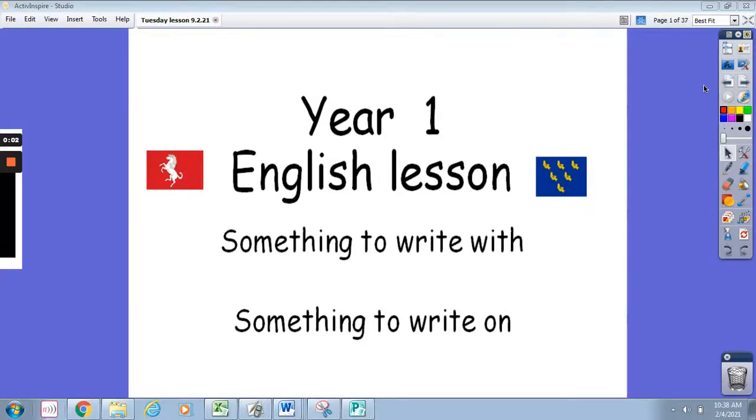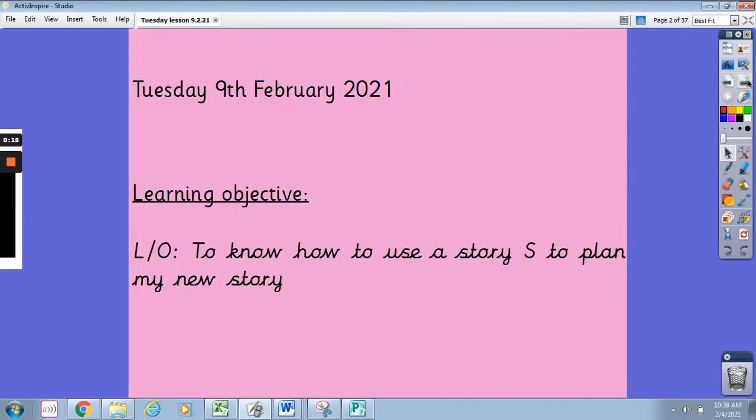Hi again, year one. Remember, just like normal, we need something to write with and something to write on. So if you don't have those things, please go and get them so that you can join in with the lesson. Our learning objective today is to know how to use a story S to plan my new story.